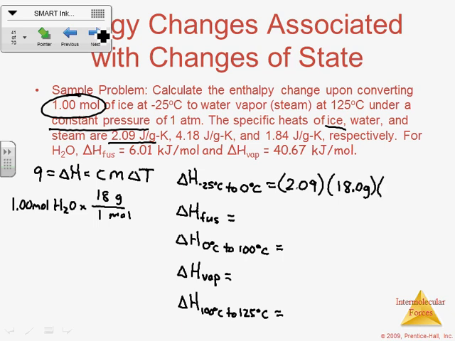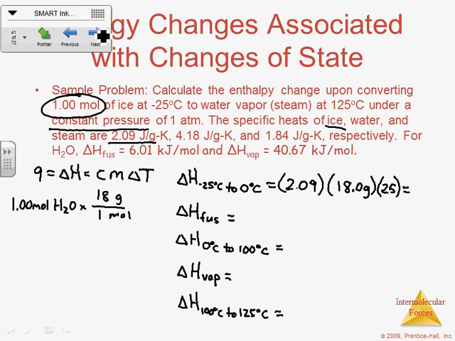Then my temperature change here is going to be 25 Kelvin. If I'm going from 25 degrees Celsius to 0 degrees Celsius, that's a temperature change of 25 Celsius. But because the Celsius and Kelvin scales are directly related to one another, that's also a change of 25 Kelvin. So that's going to give me my heat of the change from negative 25 to 0.